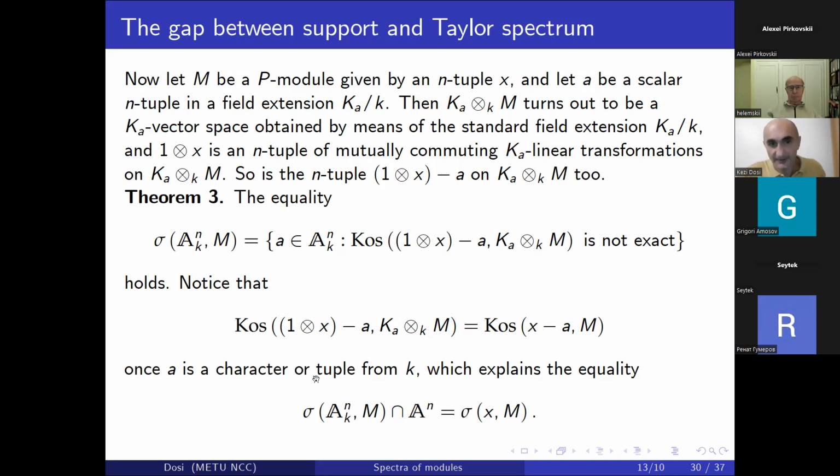Once A is a character or a tuple from K, this one exactly explains why we have this equality. If you restrict to closed points, you're getting the original Taylor spectrum, right? So look, that's a link between Putinar spectrum and Taylor spectrum.